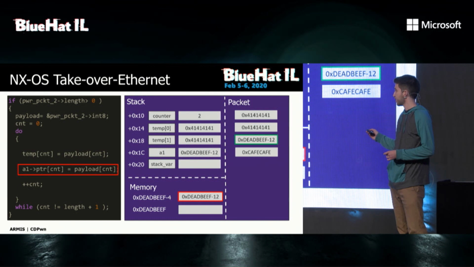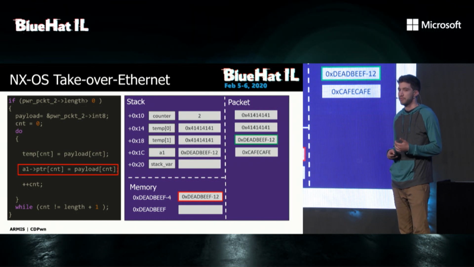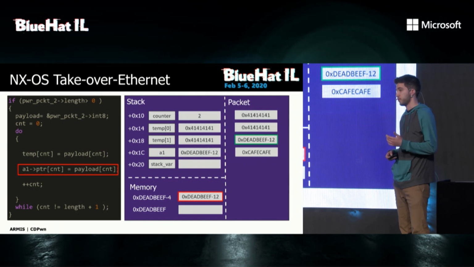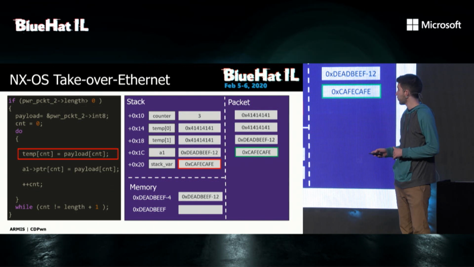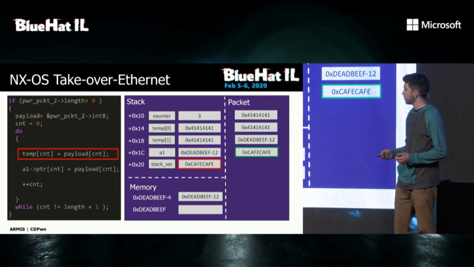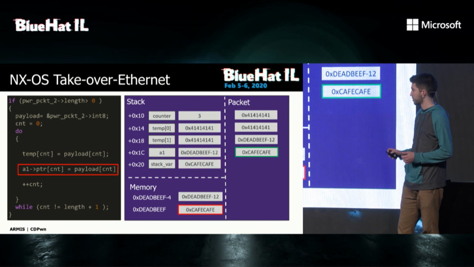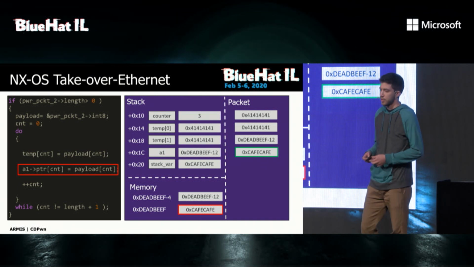But this is like a side effect of the write-what-where, so if you want to exploit it, you need to find an address that you can write the previous D word to. Next step, we're going to increase counter again. We're going to write cafe into the next stack variable, let's call it stackvar. And after that, we get our desired write-what-where, cafe into the address deadbeef.